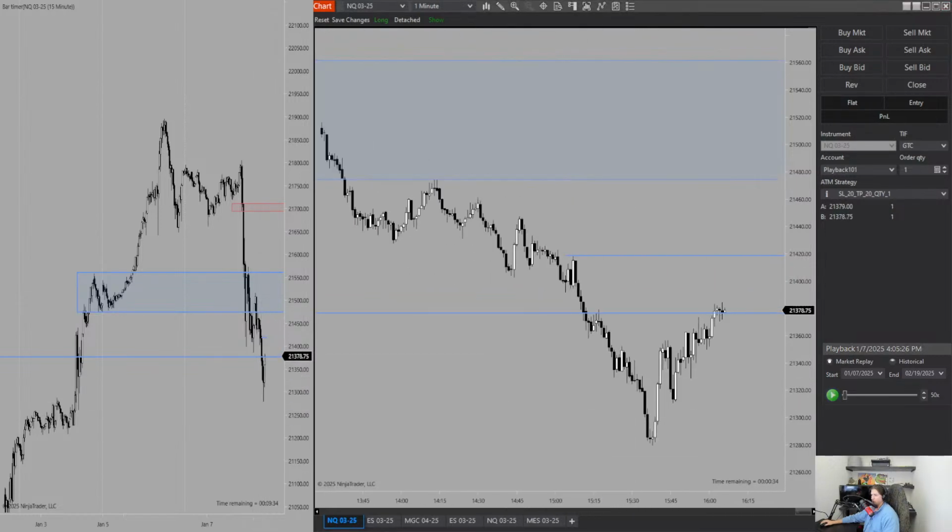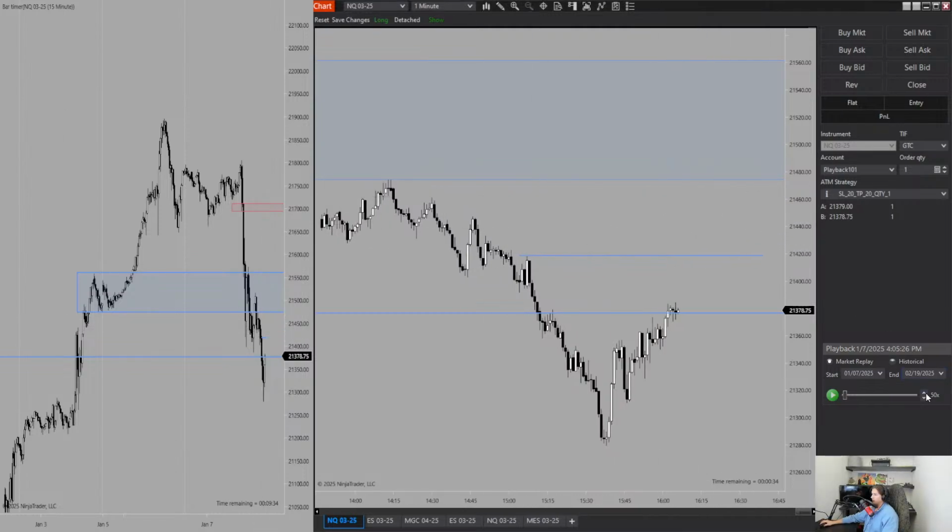So overall, on January 7th, for backtesting, had 5 trades, 3 winners, a total of $3,105 made on January 7th for this session so far. But let's go on to the next day, and I'll do a little bit more.